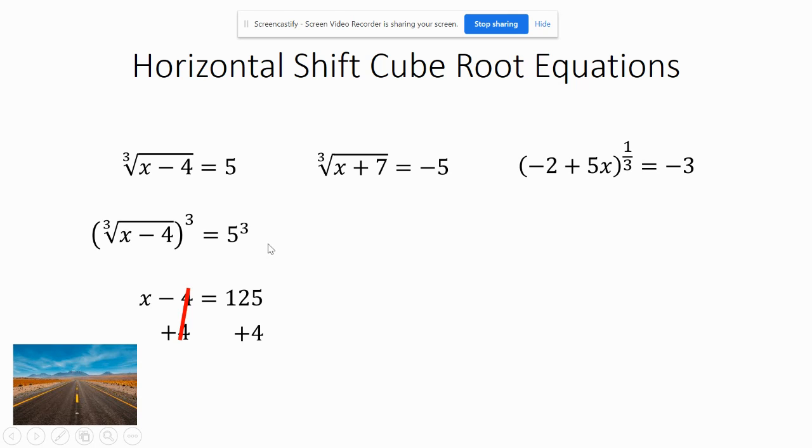We'll simply add 4 to each side. So 129. So think about it. 129 minus 4, the cube rooted is 5. I'm undoing it by doing the opposite. I had a cube root, so I cube. I have a minus, so I added.